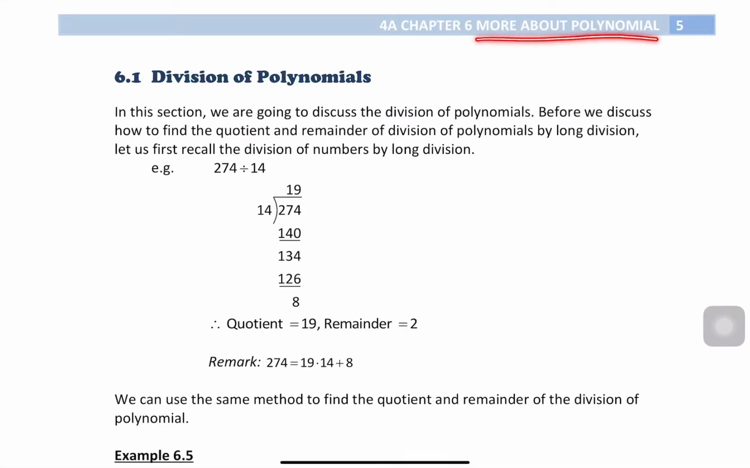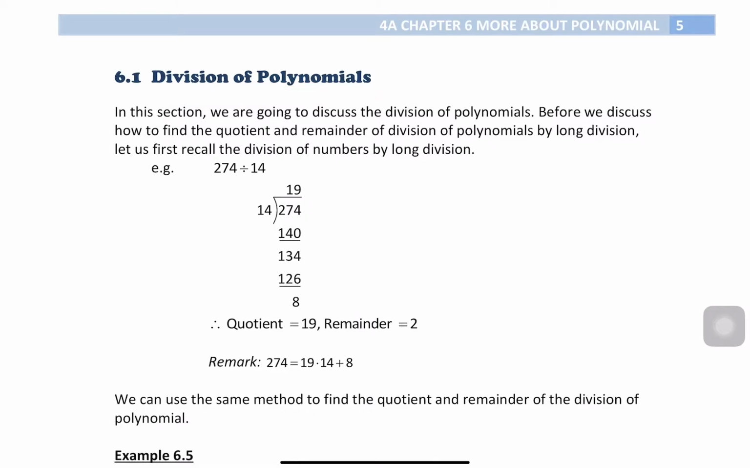More about polynomials. Part 1. In junior form, we have already discussed how to do the additions, subtraction, and multiplications of polynomials. In this section, we would like to introduce how to do the divisions of polynomials.